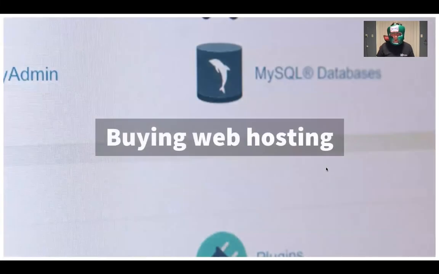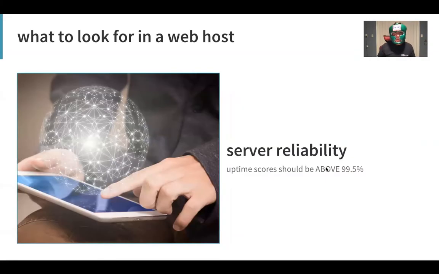So let's talk about buying web hosting. When you're looking for a web host to buy, you want to first check for server reliability. Uptime is the amount of time your website is actually up online and not down. You want it to be above 99.5%, which sounds like a lot already, but you want to have something at least over 99.5.